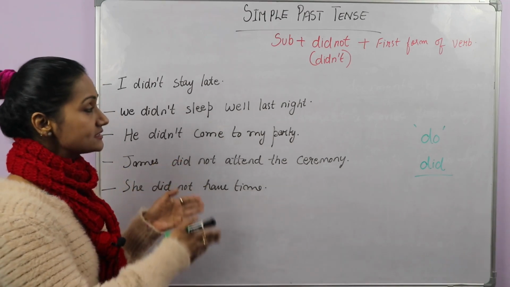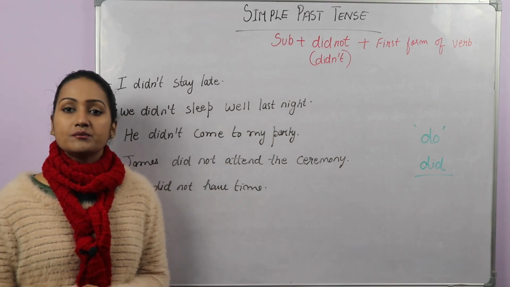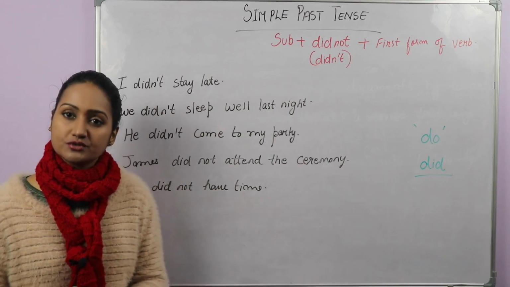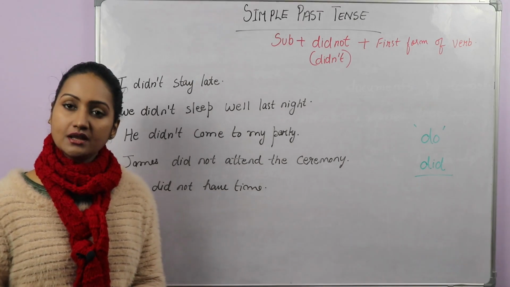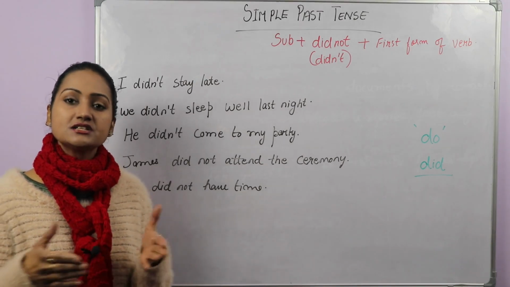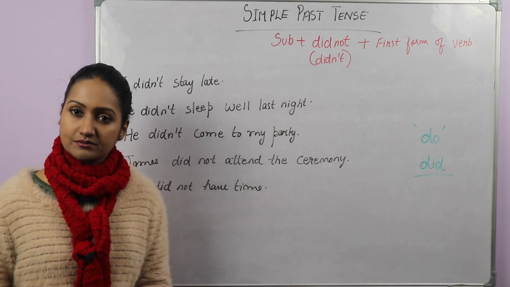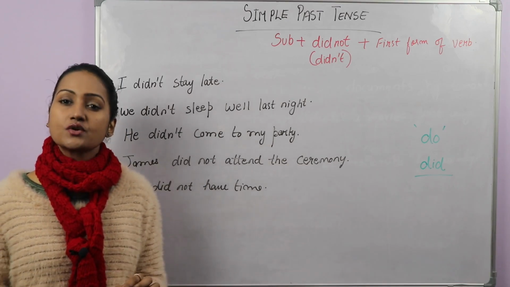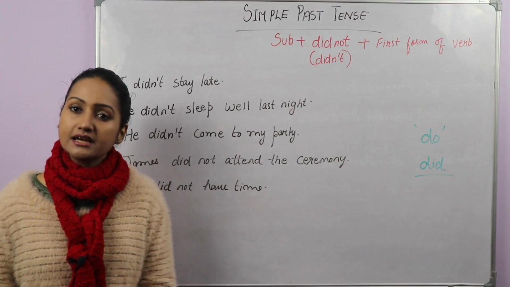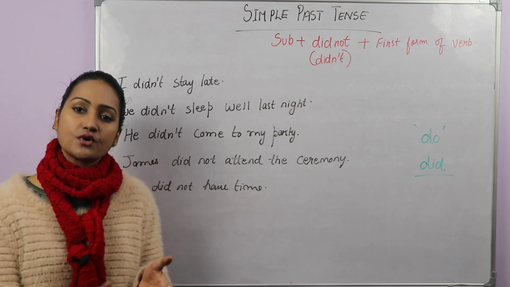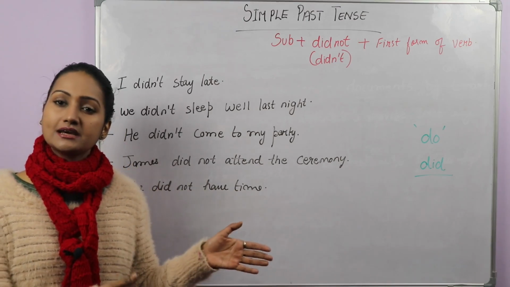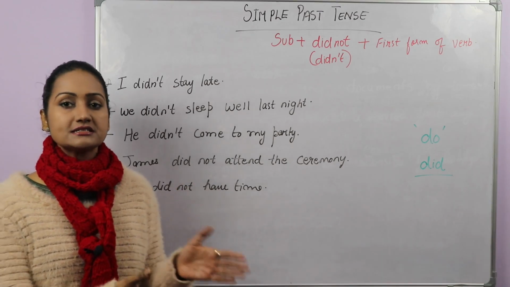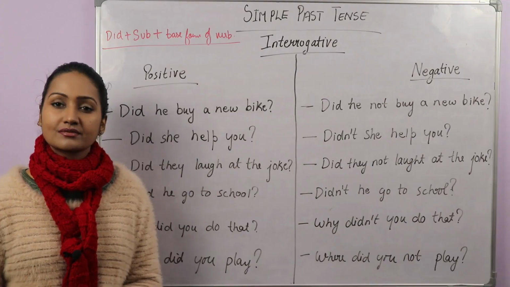Okay, now this is the place where maximum people make mistake. They use second form of the verb. For example, he didn't reach there on time. I didn't invited him. Okay, so make sure that you do not make this mistake and you always use first form of the verb while making negative sentences in simple past tense.